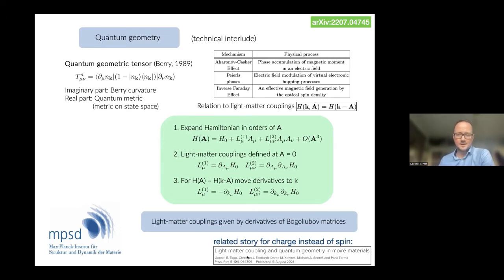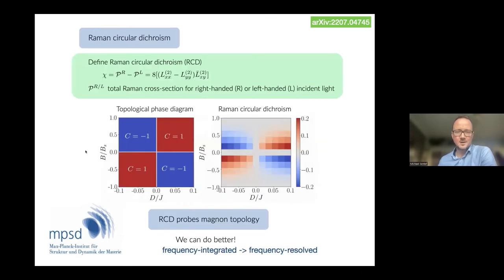And again, there's a related story for charge instead of spin that I just want to briefly point out. So this was already done for charge instead of spin. The key message here is that there is a direct relation between the quantum geometry, which is encoded in these derivatives, and the light-matter coupling that you get as the functional derivatives of the Hamiltonian with respect to the vector potential. Okay. So now what does this have to do with the Raman circular dichroism?